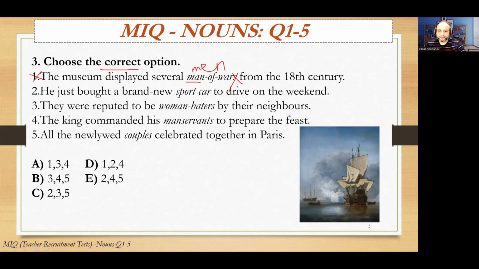So this is wrong. He just bought a brand new sport car to drive on the weekend. This is a tricky one. Sport is used as an adjective here, defining car. If it's used as an adjective, it should be used with an s, a sports car. If we use it as a noun, then we can use it with s in American English and without s in British English. But that is as a noun only. Here it's used as an adjective. So this is also wrong.